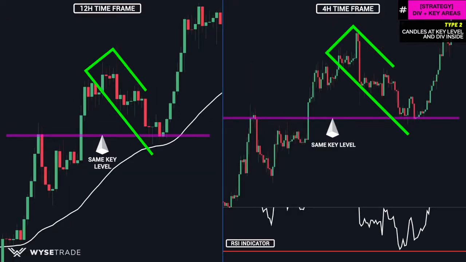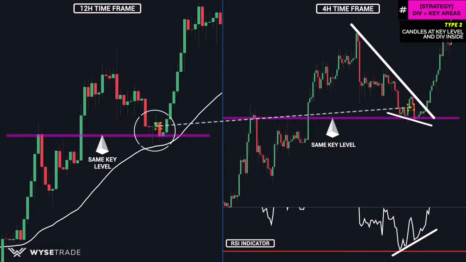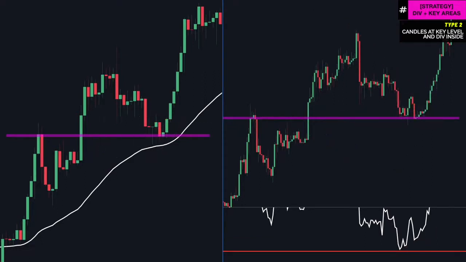Same key level, same downtrend. And this area here is this area here. Again, clear divergence at the key level. Trend line placed above, and once you had your break, you would start looking for trade entries long as your directional bias is confirmed. So one more.